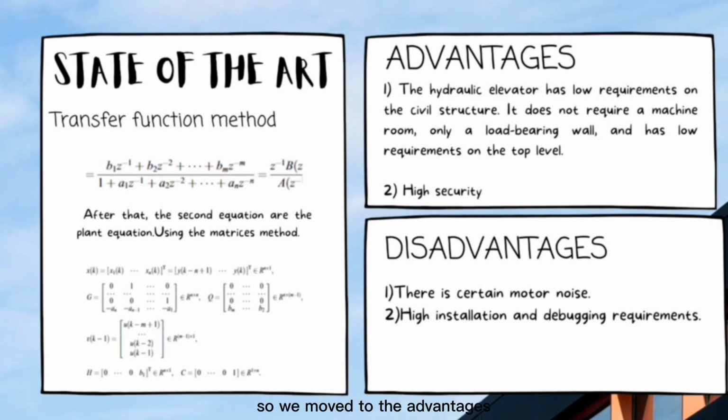So we move to the advantages of the hydraulic elevator. First, the hydraulic elevator has low requirements on the civil structure. It does not require a machine room, only a load bearing wall, and has low requirements on the top level. Second is high security. And lastly, the disadvantages of the hydraulic elevator. The first is that there is a certain motor noise, and lastly is high installation and debugging requirements.